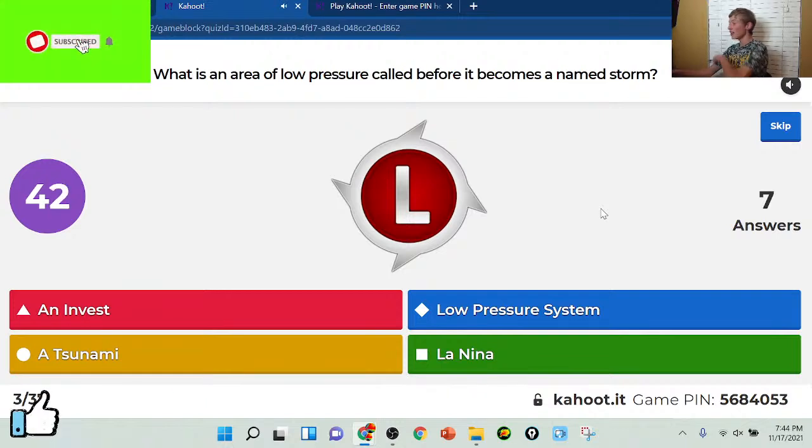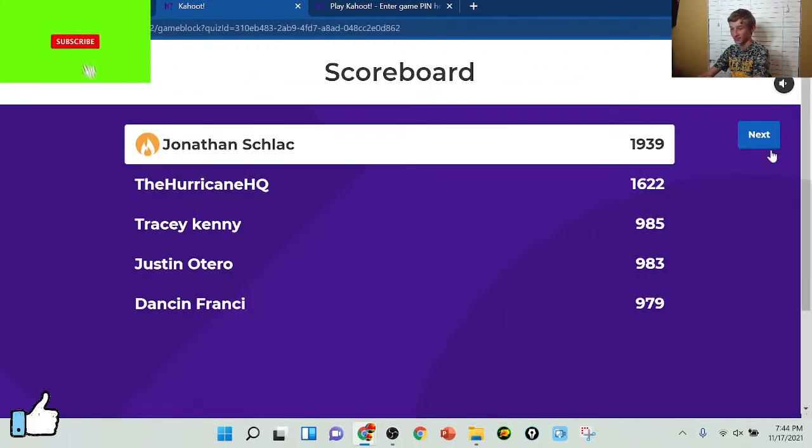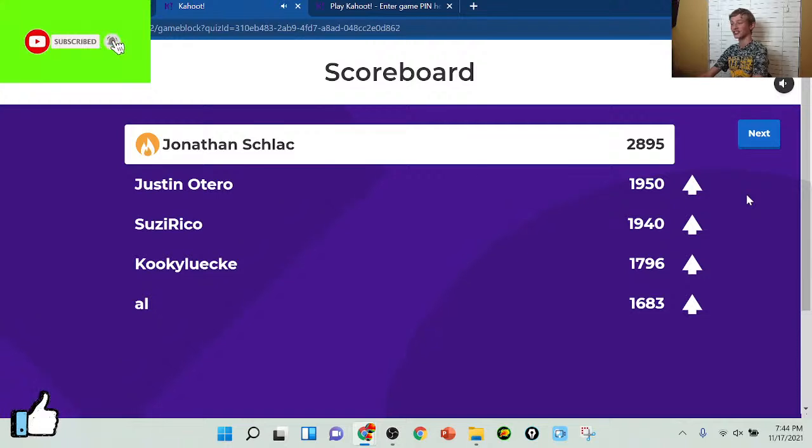Got 7 people in. Good, it is an invest. And the reason why it's called an invest is because it's an area of investigation under the National Hurricane Center. They're watching it very, very closely for it to potentially strengthen into a tropical storm or even a hurricane. So that's why it is called an invest, because it's an area under investigation. Jonathan Shellac has a streak going.